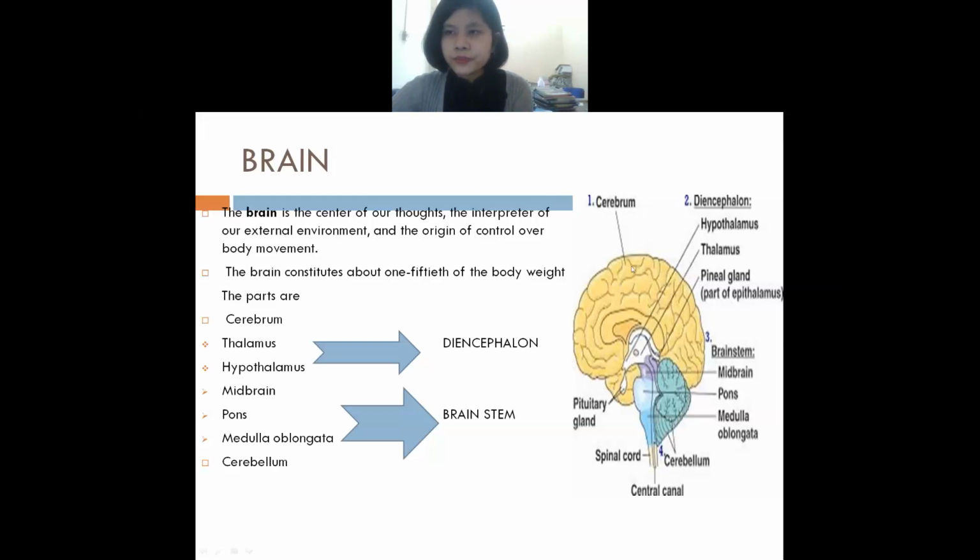So this is the cerebrum. This is the diencephalon. In the diencephalon, you will get the thalamus, this one, and the hypothalamus. Next is the brainstem. In the brainstem, what will you find? You will find the midbrain, pons, and medulla oblongata. These are the three parts in the brainstem. Next is the cerebellum. So this is the cerebellum.